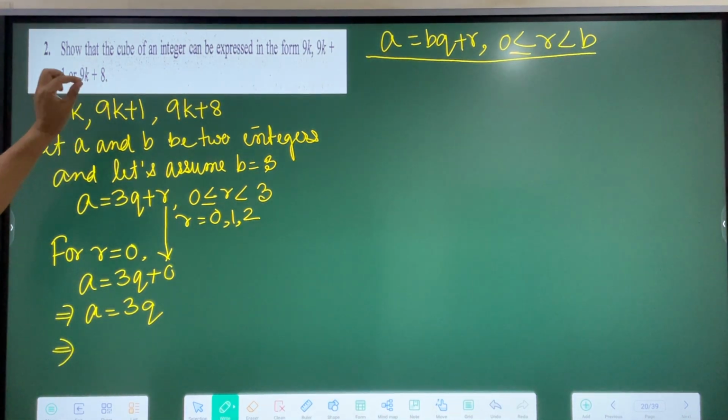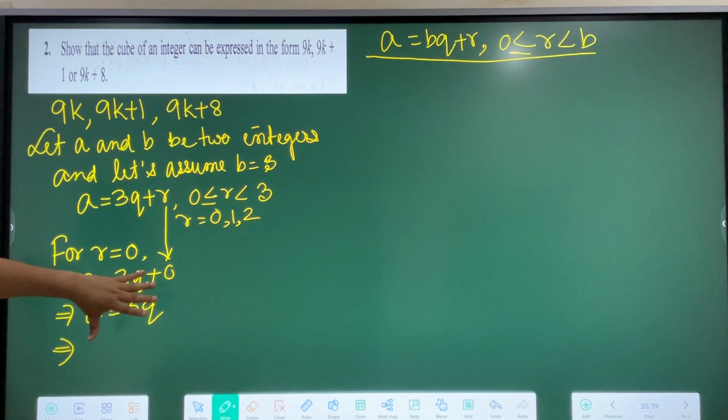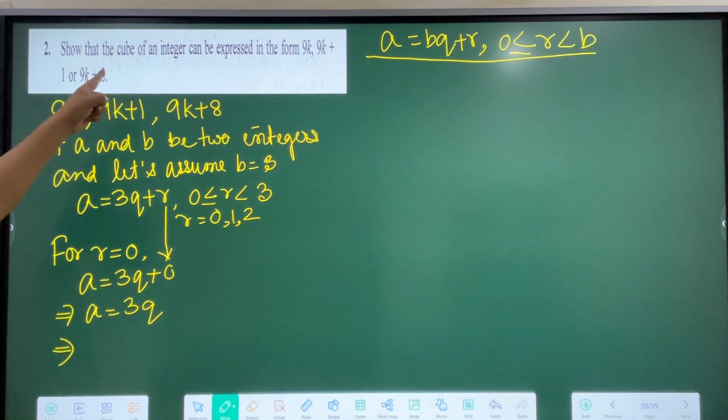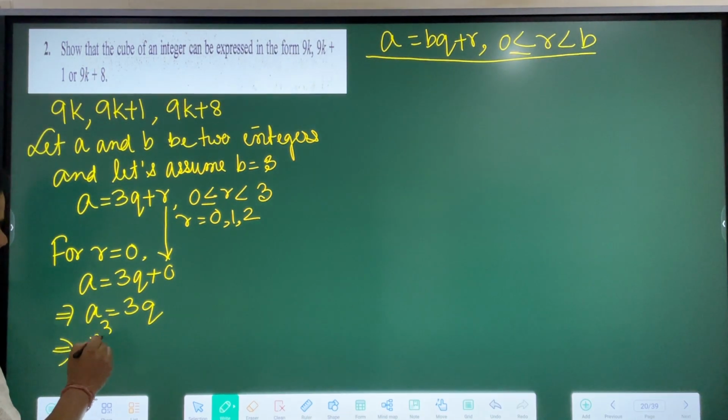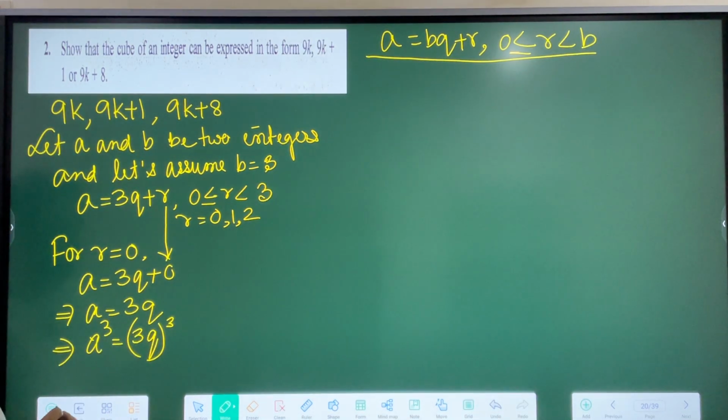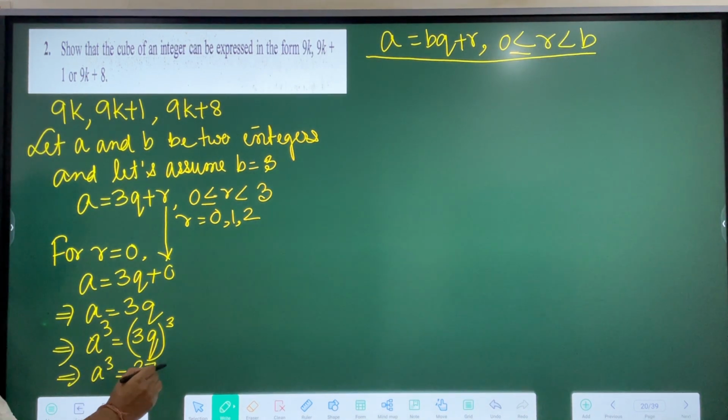In the question, if it is written square, we will do squaring both sides. If it is written cube, we will do cubing both sides. So let us do cubing both sides. Cube is written there. So a cube is equal to (3q) whole cube. Cubing both sides, so a cube is equal to 27q cube.